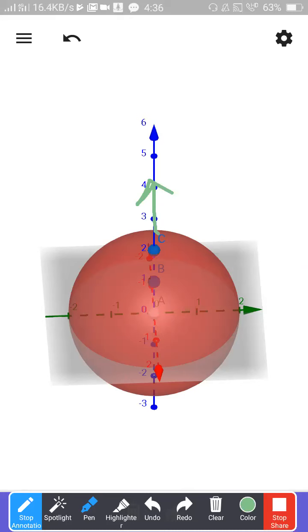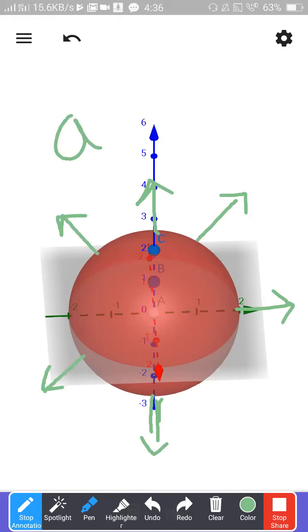If I take some point here, what will be my vector? This will be my vector. If I take a point here, this will be my vector. Like this, it goes on. This is called a_r cap, the radial vector. Another name for this is radial vector. Are you all understanding?